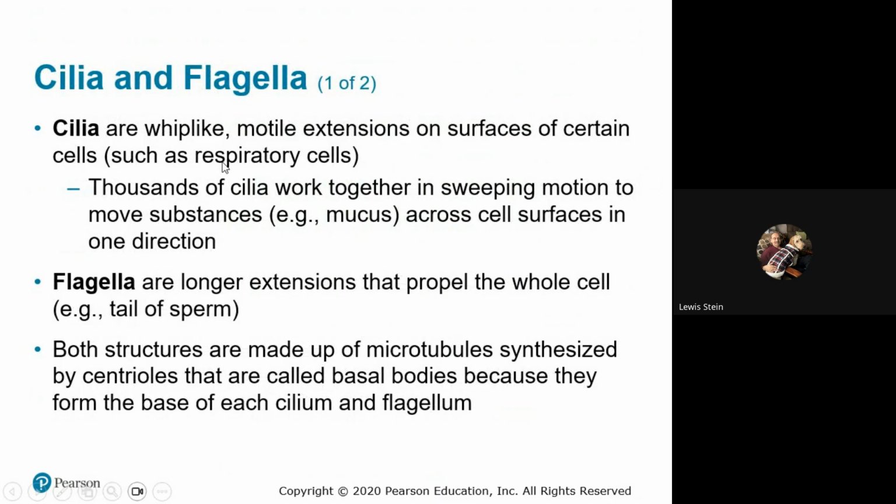So cilia are extensions on certain cells, respiratory particularly. You learned about that in lab. Pseudostratified ciliated columnar epithelia should be ringing a bell. That's the hallmark epithelia of the respiratory tract. It has goblet cells, it secretes mucus, and the cilia are like little oarsmen moving it so you can trap stuff and expel it. Flagella are longer by nature. Sperm is an odd one, but it's the only place we see it.